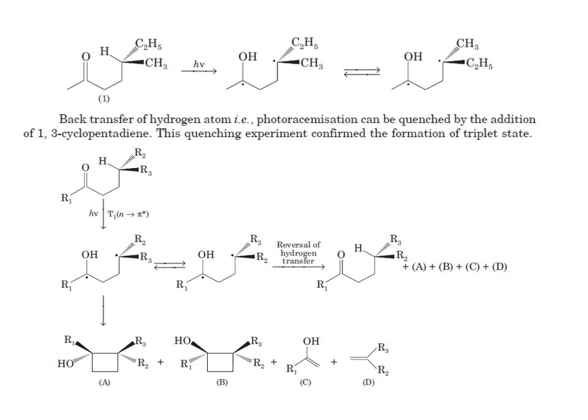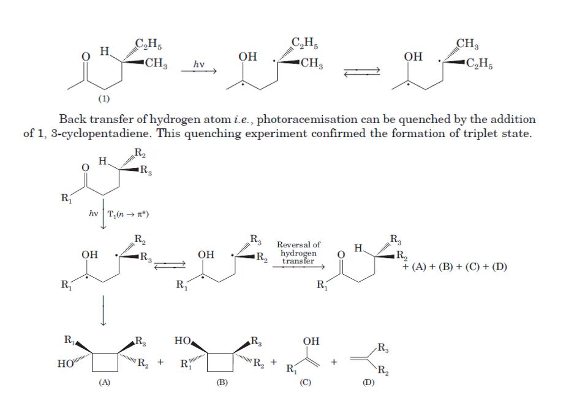And the back transfer of the hydrogen atom can be quenched by the addition of 1,3-cyclopentadiene, and this quenching experiment confirmed the involvement of the triplet state. So that's why, if you look at that procedure, we have the next example.